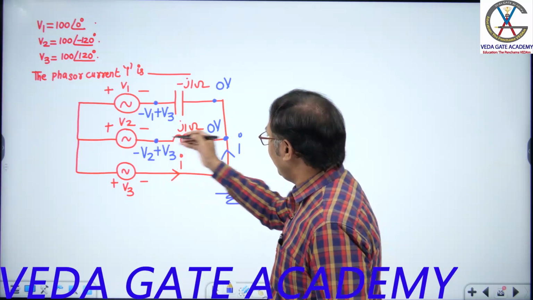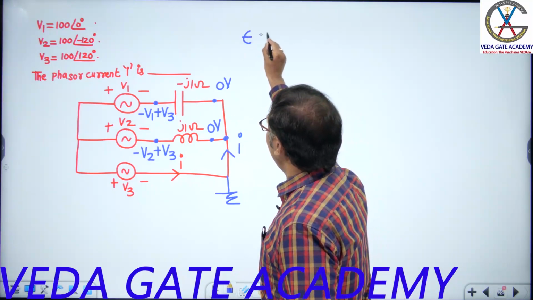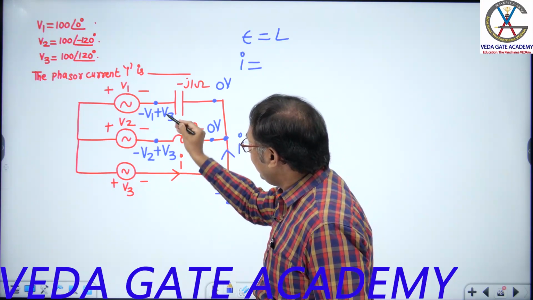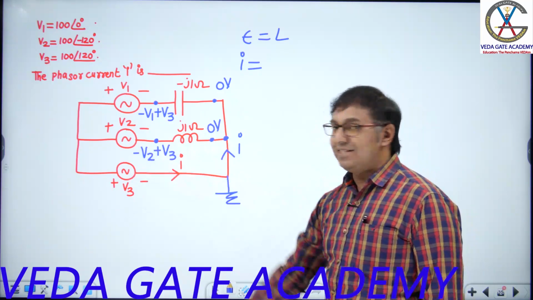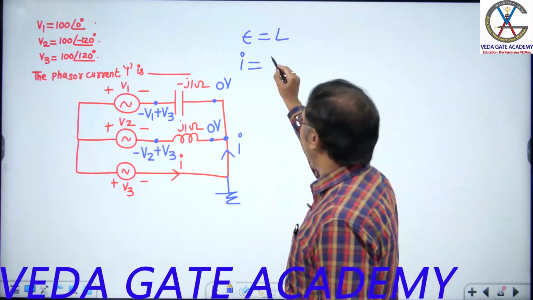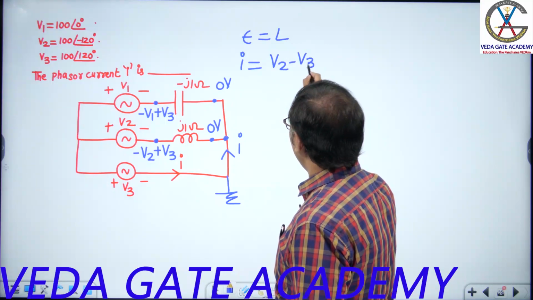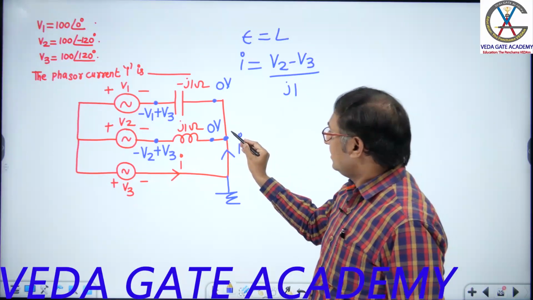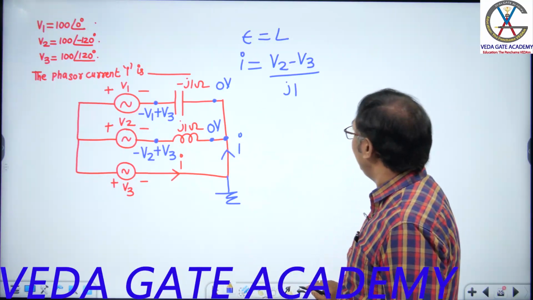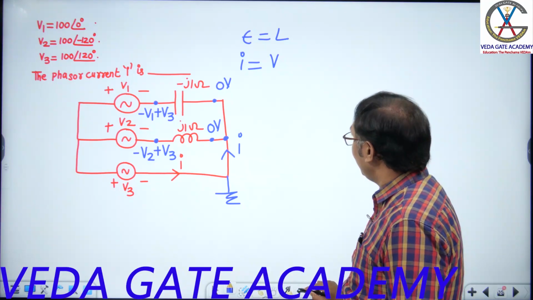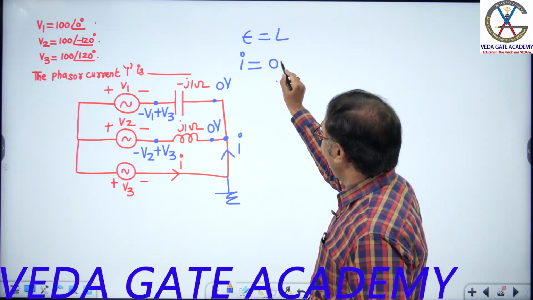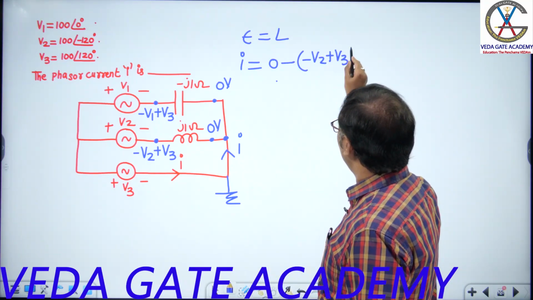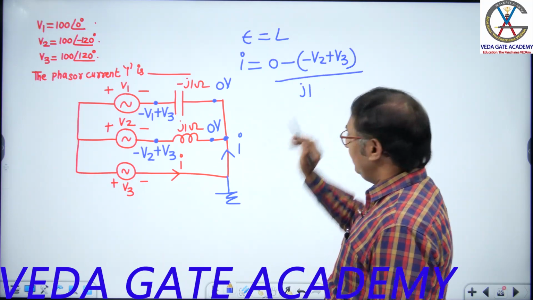Entering current I equals leaving current in this direction and in this direction. Entering equals to leaving, sir. Entering current I equals leaving current. This minus this by J1. This minus this, when you are doing minus, V2 minus V3 by J1. Sir, please understand what I am doing here. 0 minus this. Or you want me to write? Okay, let me write here for better clarity. Otherwise, you may feel 0 minus of minus V2 plus V3 by J1.